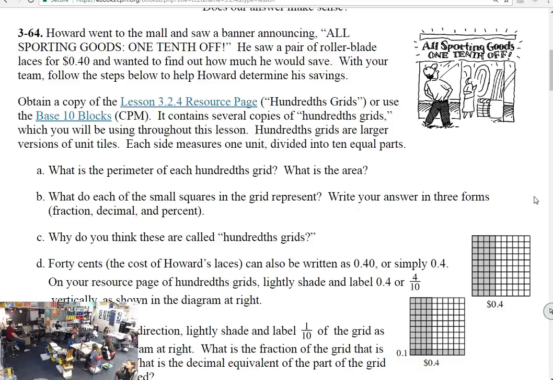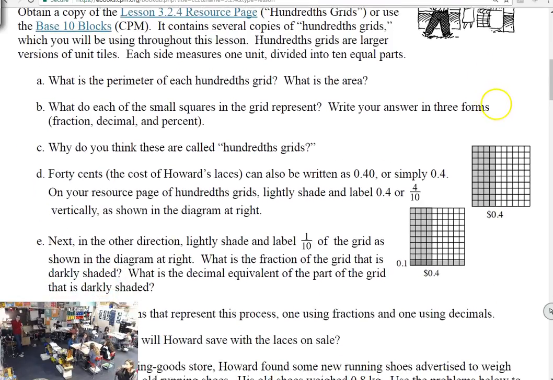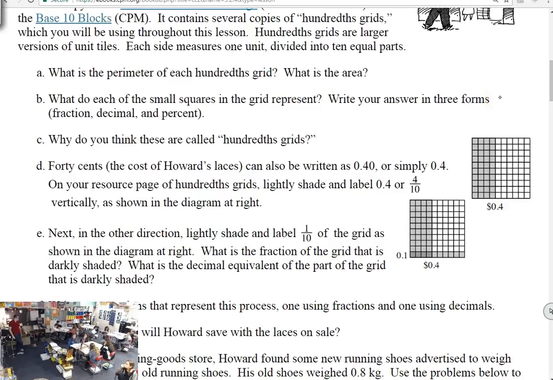So using your hundredths grids, we're going to start to shade some things in. So I'm first just going to give your team time to process through A through G here and figure out how we can use the hundredths grid to visually represent how we find 1/10 of the price of his shoelaces. So take some time. We'll give you a few minutes. Talk with your team about how to use that hundredths grid, shade stuff in.